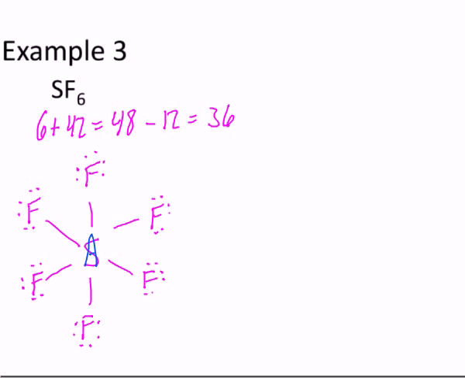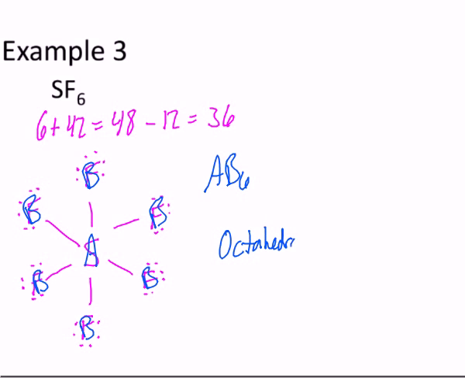A is my central atom. B are all of my satellite atoms. So what's my structure going to be? Right, because we have A, B, 6. This is actually an octahedral structure. Very rare. We don't see them a lot.